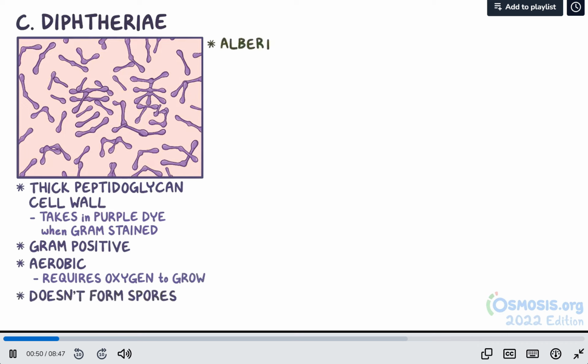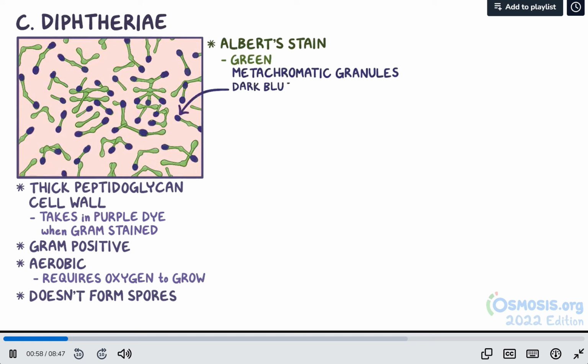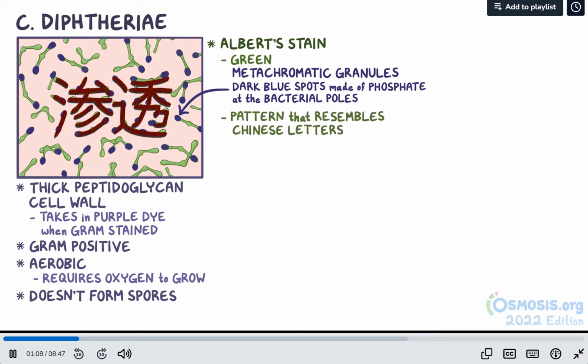Now, when stained with Albert's stain, these bacteria demonstrate some unique features. They look like green, club-shaped bacteria with metachromatic granules, which are these dark blue dots made of phosphate, located at the bacterial poles. When there are a lot of them clustered together, these bacteria seem to be arranged in a characteristic pattern that resembles Chinese letters.